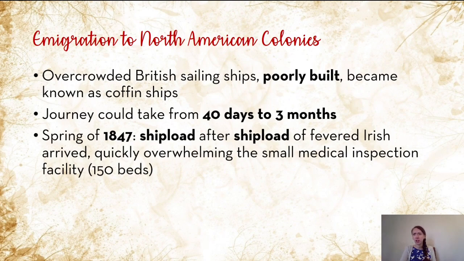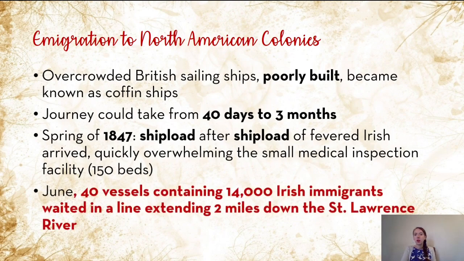And in the spring of 1847, there were lots and lots of ships that arrived on the coast of Canada with fevered Irish people, quickly overwhelming the places that were set up to inspect them and quarantine those who appeared to be sick. So in June of that year, there was a line of 40 ships containing 14,000 Irish immigrants, a line that extended 2 miles down the River St. Lawrence from where they would be arriving.